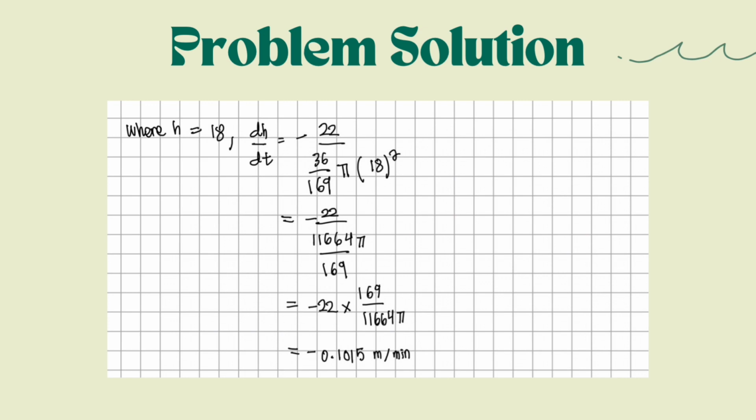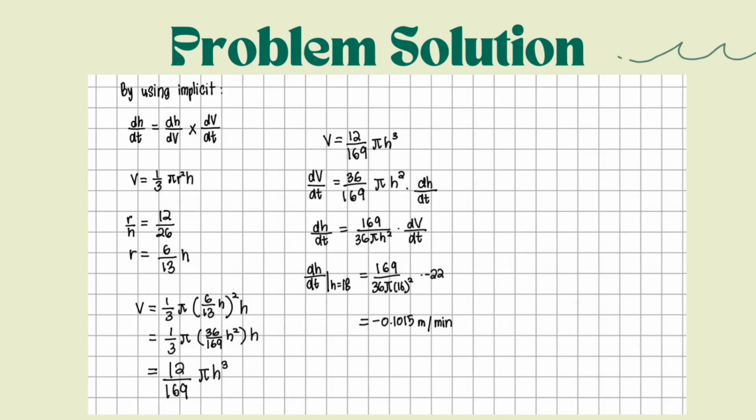Finally, substitute the value of 18 inside the dH over dt that we already got to get the answer of negative 0.1015 meters per minute. In order to check the answer, we can use the second method, which is the implicit method. This is a simple step, yet we are still able to get the same answer. Students can use any of the three methods that they prefer during the exam. As you can see, we still get the answer of negative 0.1015 meters per minute.